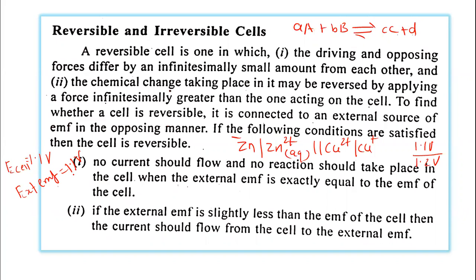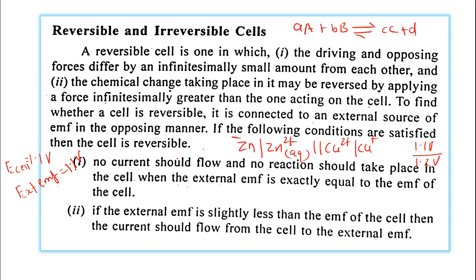It means driving force and opposing force are the same. No current should flow. It means the cell is not working. No reaction should take place in the cell. This condition is also satisfied by the cell. If both driving force and opposing force, that is external EMF and internal EMF, are exactly the same, then in that cell no current flows and no reaction takes place. So the cell has to satisfy this condition.